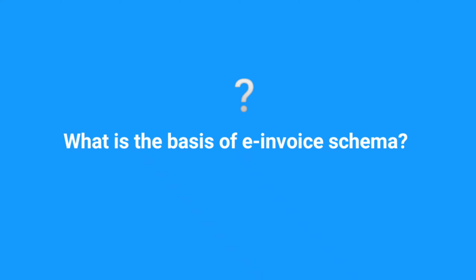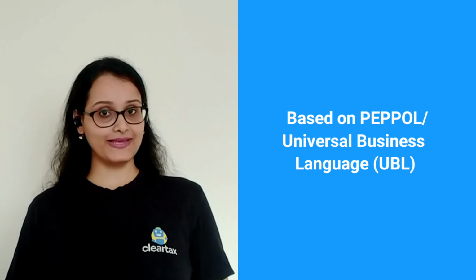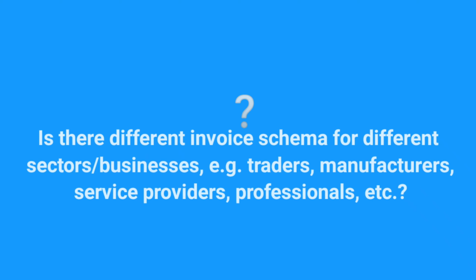What is the basis of e-invoice schema? E-invoice schema is based on PEPPOL or Universal Business Language or UBL with certain customizations to cater to Indian business practices and legal requirements. Is there a different invoice schema for different sectors or businesses, for example, traders, manufacturers, service providers, professionals, etc.? No. E-invoice schema is a single standard applicable to all businesses in the country. Many optional fields are available in the schema to cater to the requirements of specific businesses and practices followed by industry and trade in India.